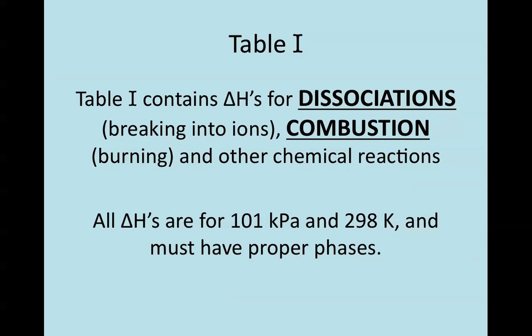So table I, which you should have out in front of you, contains the changes in enthalpies for the dissociations, which are compounds breaking up into ions. We also have included combustion in table I, which is different reactions. We commonly think of things burning, and other chemical reactions that you'll see on table I. Now, all these changes in enthalpies are for 101 kilopascals and 298 Kelvin, and they have to have the same exact phases as you can see them on table I.